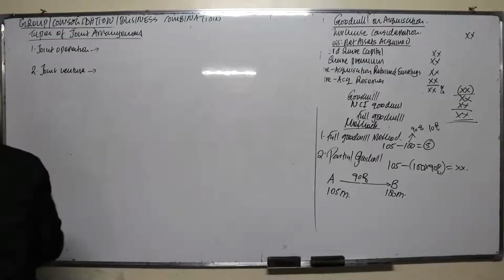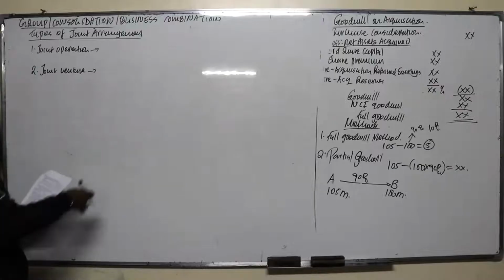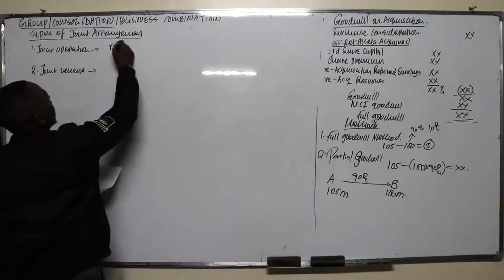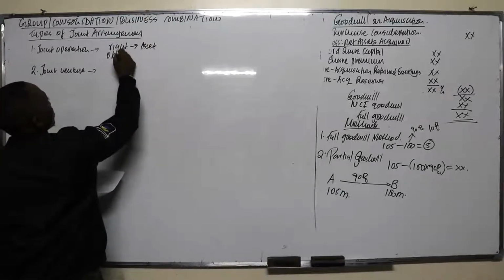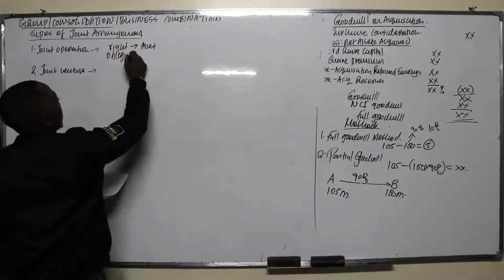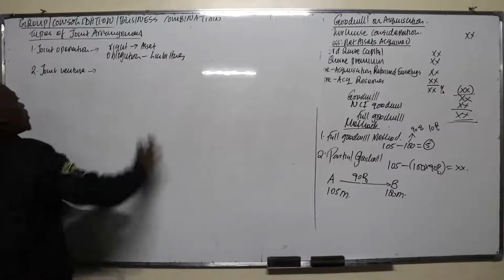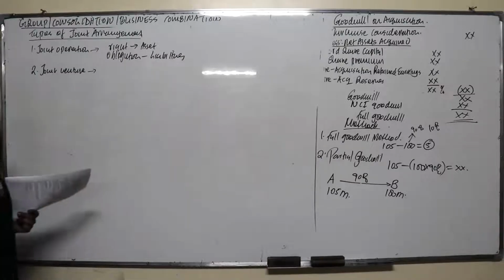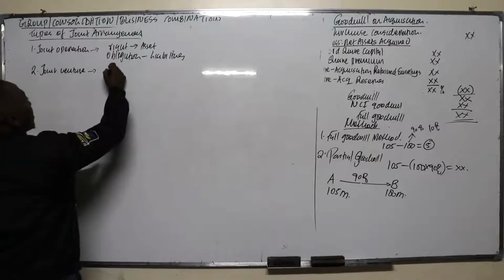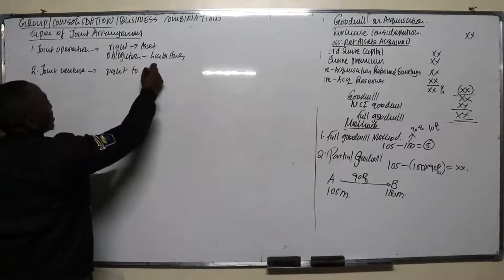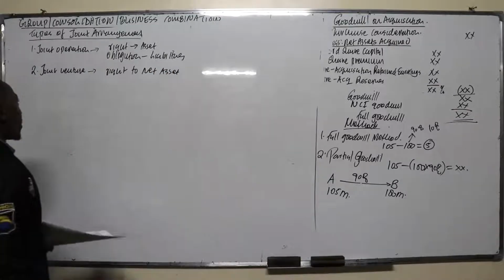What's the difference? Now, for joint operation, in this case, the parties to the contract have right to assets, and they have obligation for the liabilities. They have right to the assets and obligation to the liabilities. But a joint venture, in this case, the joint venturers or the parties to the contract have right to net assets. That's the difference between the joint operation and the joint venture.